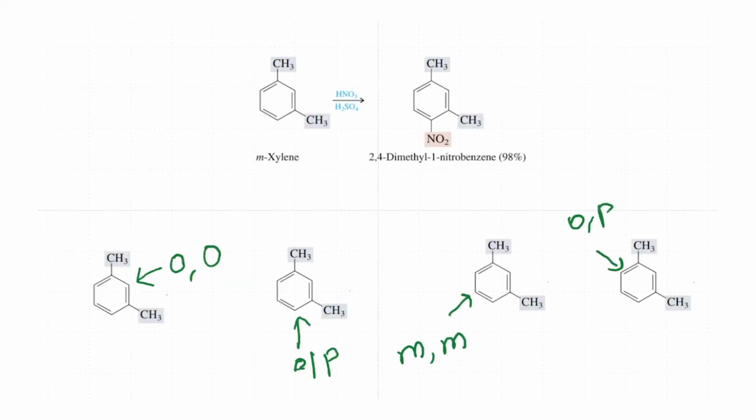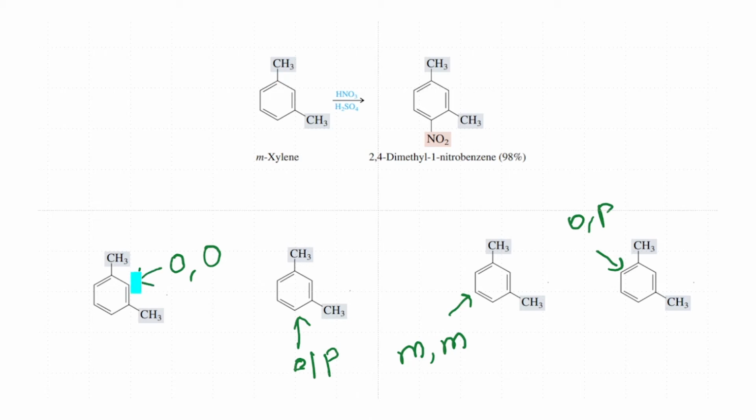In the next example, we're going to look at metaxylene and where the nitration occurs on metaxylene. In the case of metaxylene, it produces this product here, that is 2,4-dimethyl-1-nitrobenzene in 98% yield. So again, the approach here that we need to take is to write out the structure and find out what is going to be the nature of the directing ability of each of those positions.